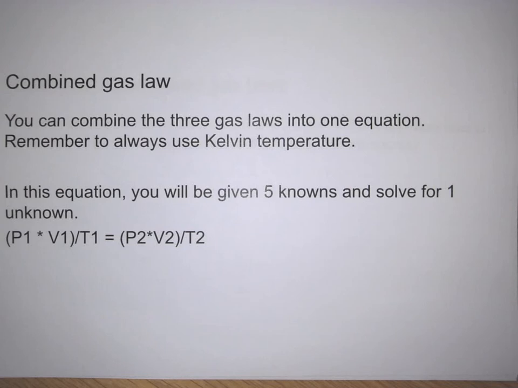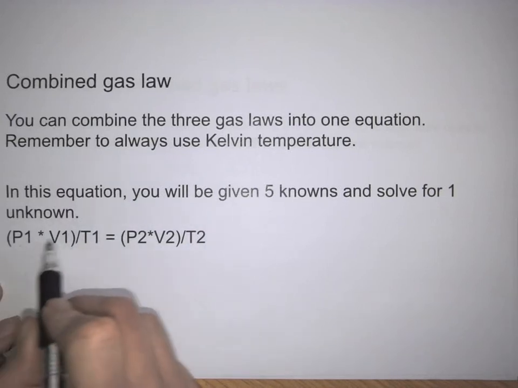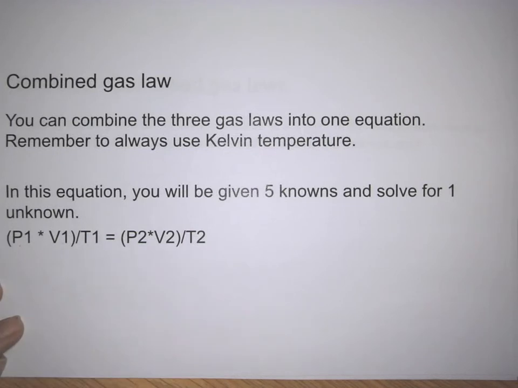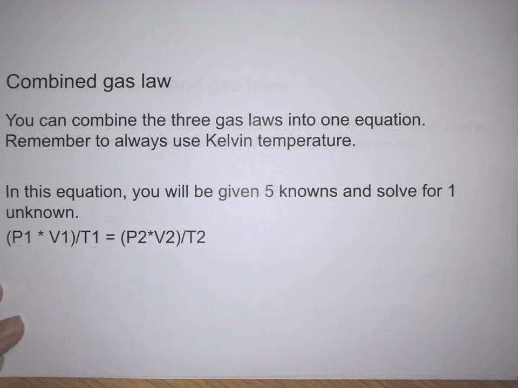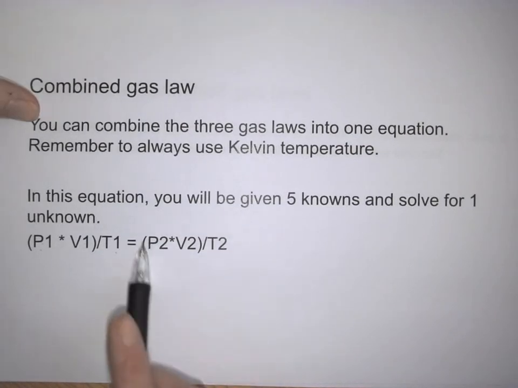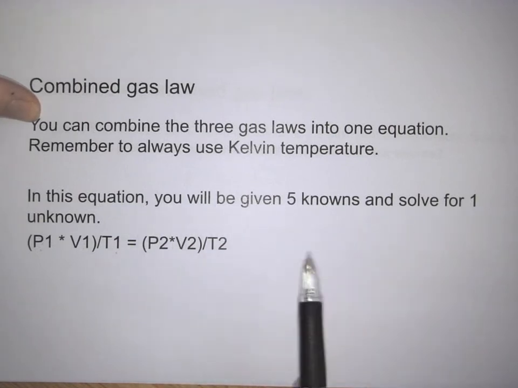So, as I said in the beginning, you can combine these three laws I just showed you to get the combined gas law. And then we have all of these three parameters. We have the pressure, we have the volume, and we have the temperature. And this is the equation for the combined gas law. It says that the pressure for the one times the volume of the one is divided by the temperature. So you have multiplication between the pressure and volume divided by temperature. And then you have the second one on this side of the equation here. So you can be given 5 knowns and you need to solve for the one unknown.